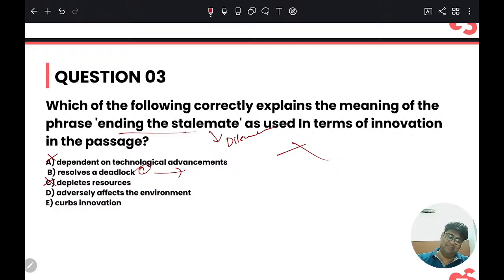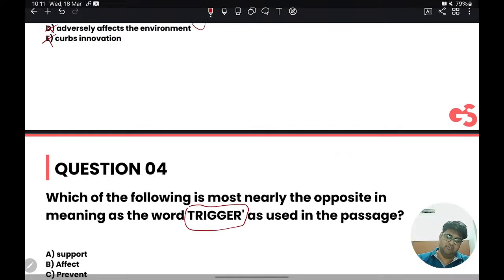No, stalemate is kind of a dilemma, not that. Adversely affects the environment, that is also not. Ending the stalemate means curbs innovation, also not. So B is my only logical answer. I'll select B. Now 4.